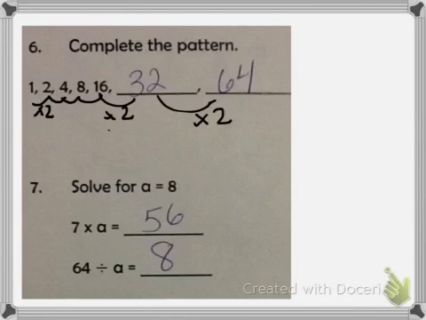Number 7, solve when a is equal to 8. So that means I'm going to substitute, instead of writing a in here, we're going to put an 8 in. 7 times 8 is 56. And again, instead of the a, we're going to put an 8 in. 64 divided by 8 is 8.